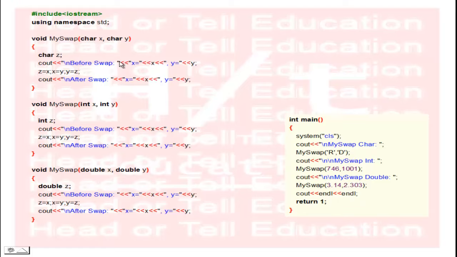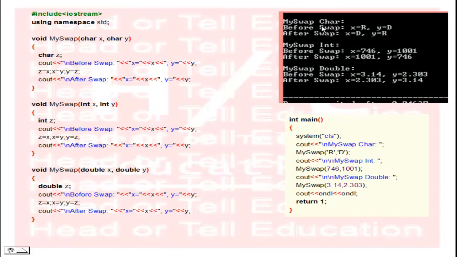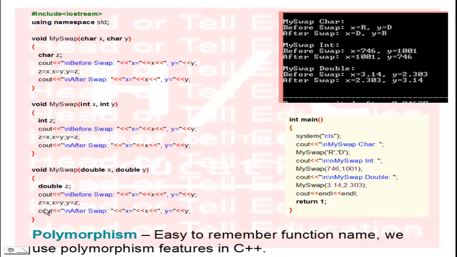So the compiler decides which type of data is passing inside the function and which version of the function we have to call. Okay, so if you run this, the output is same as the previous slide. Okay, so this is a very good feature in C++. This feature is called polymorphism. So to make function names easy to remember, we use the polymorphism feature in C++.